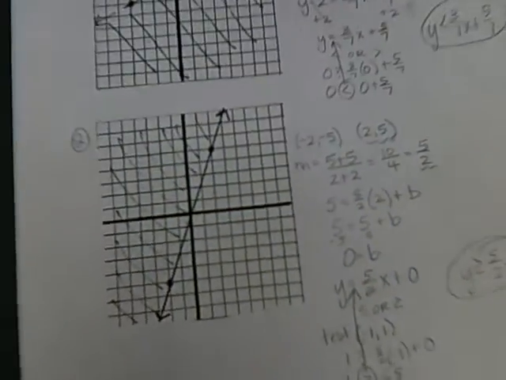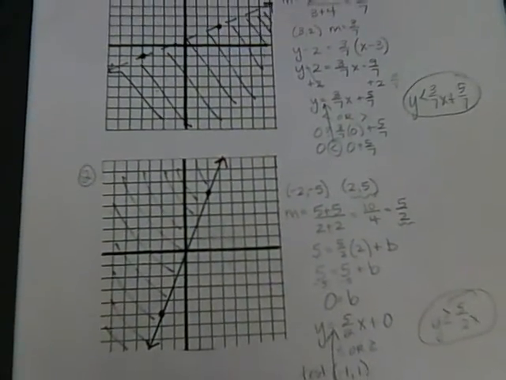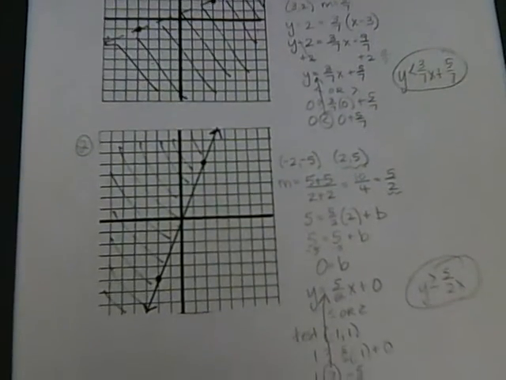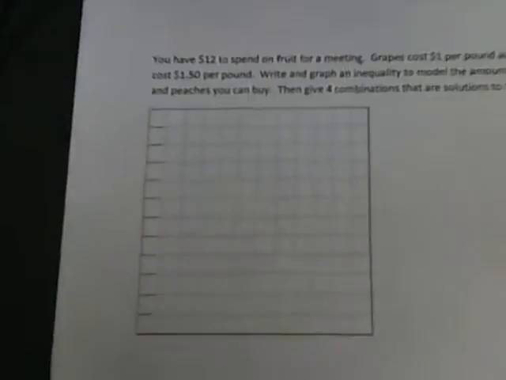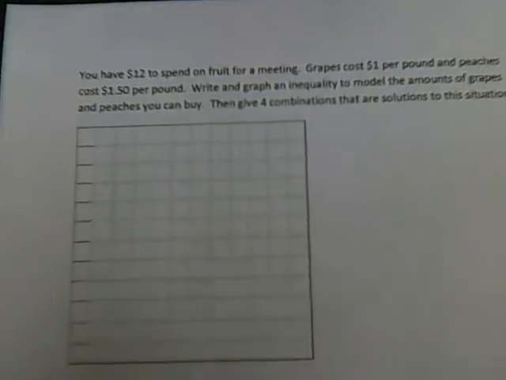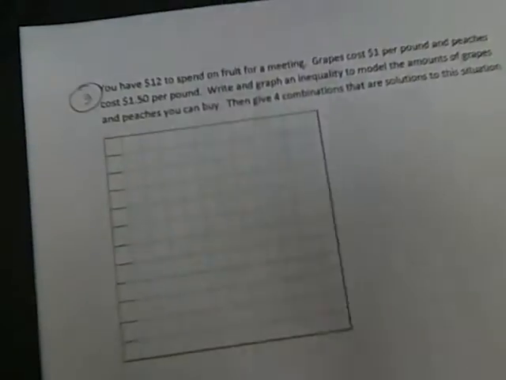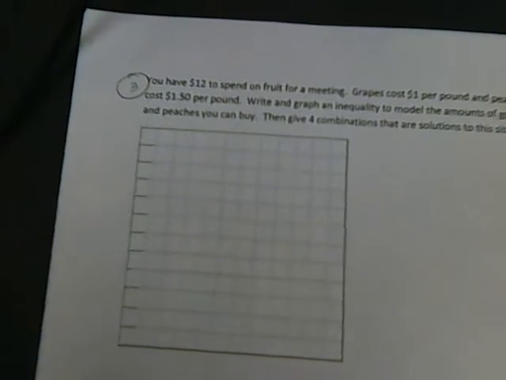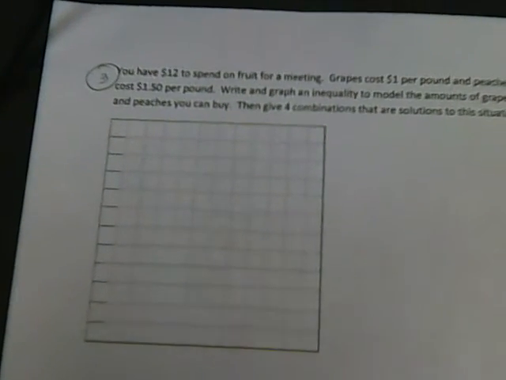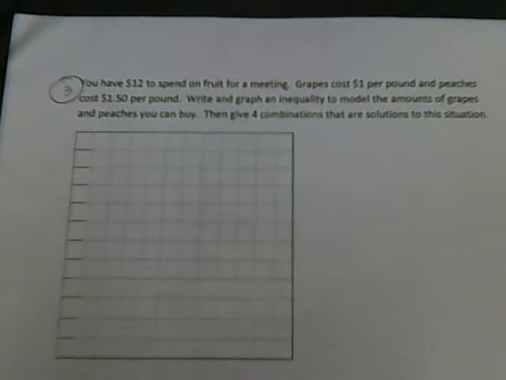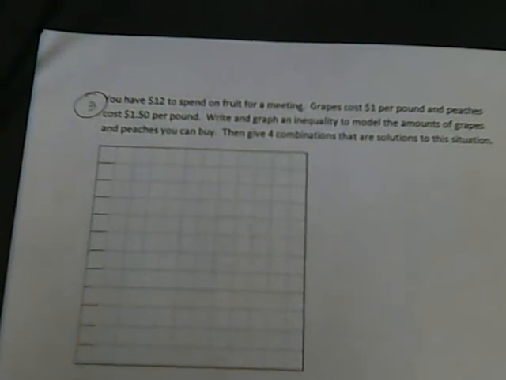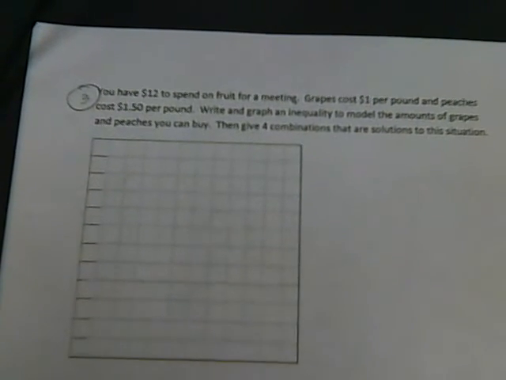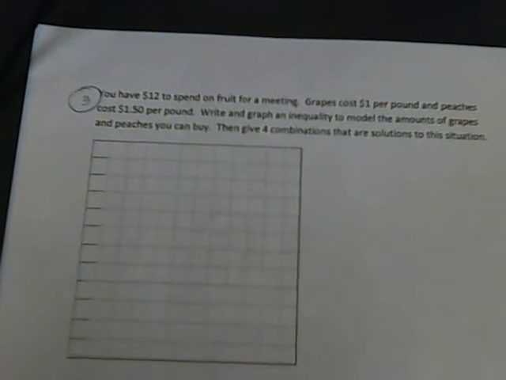Okay, so that's adding those extra steps when we're working with inequalities. Now let's look at our real life situation. Again, you should have this cut out and glued in. It says you have $12 to spend on fruit for a meeting. Grapes cost $1 per pound, and peaches cost $1.50 per pound. Write and graph an inequality to model the amount of grapes and peaches you can buy, then give 4 combinations that are solutions to this situation.